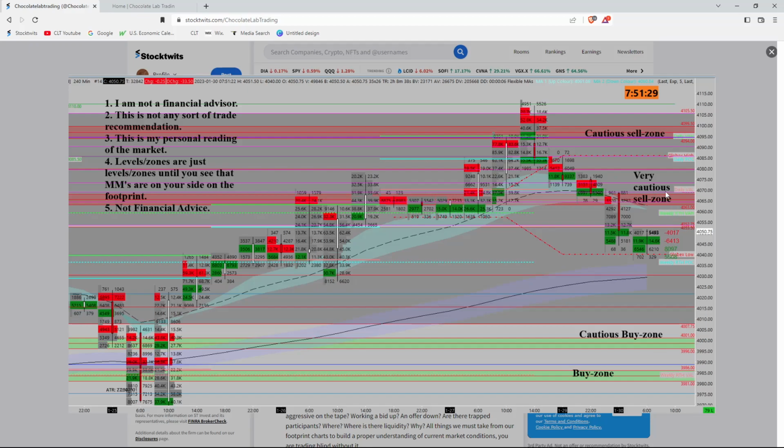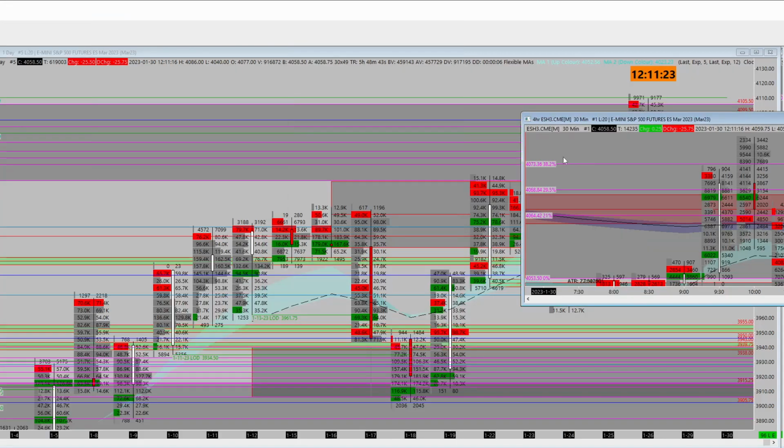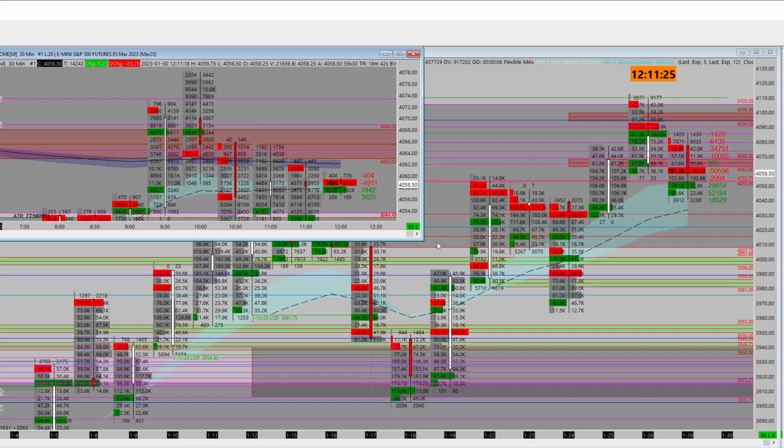Now, of course, the things didn't line up here. So we go to the live charts. Let me actually pull up a 30-minute chart so it's a little bit cleaner.